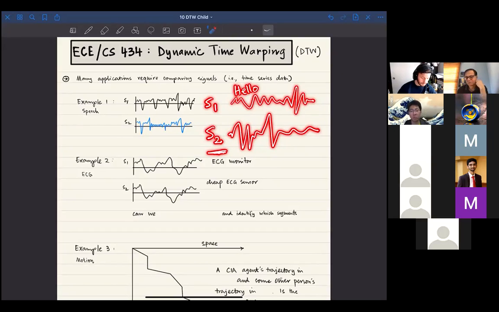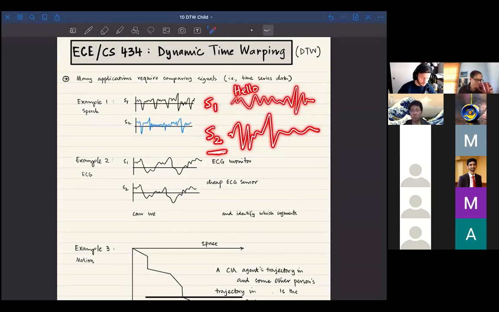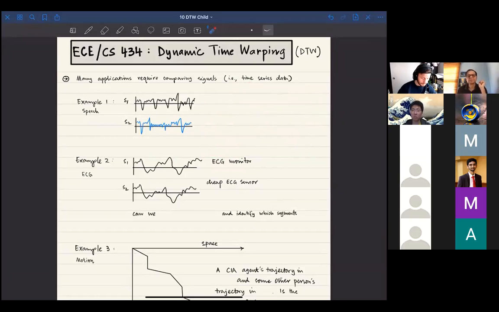Probably correlation. Right? Correlation is a good way to compute similarity. Okay. But correlation sometimes may not be enough. And today dynamic time warping is going to talk about where correlation is not adequate and you need something more.